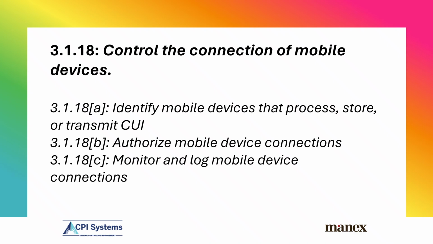A, identify mobile devices that process, store, or transmit CUI. And B, authorize those mobile device connections. Then C, monitor and log mobile device connections. This requirement ensures that all mobile devices accessing CUI are identified, that only authorized devices connect, and that connections are tracked for security.